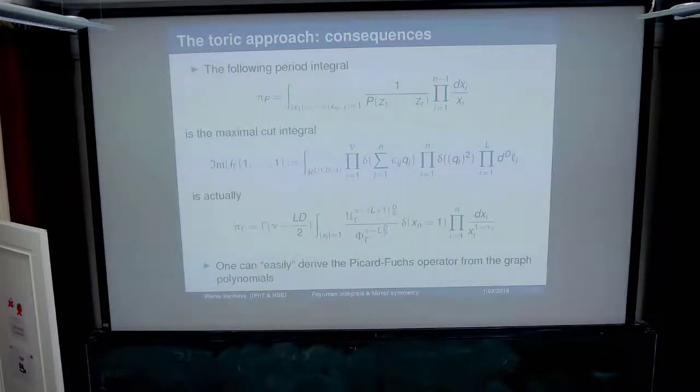So you mean you cut all the lines? I cut all the lines. All of them. Yes. And that for us, for the sunset, will be, I will show you here, this is the period that is analytic at P squared at infinity, and generates the appearing numbers.